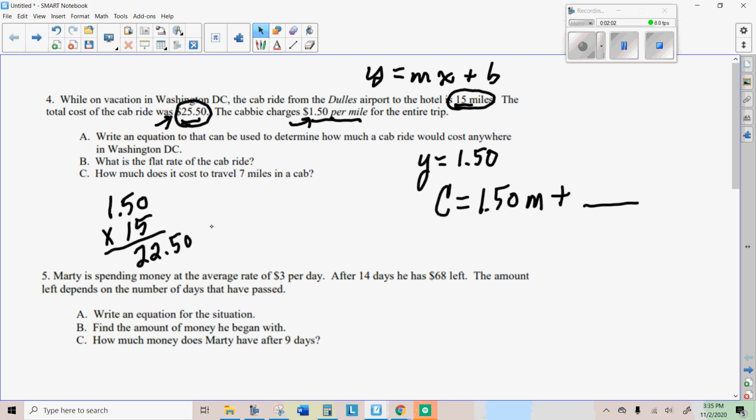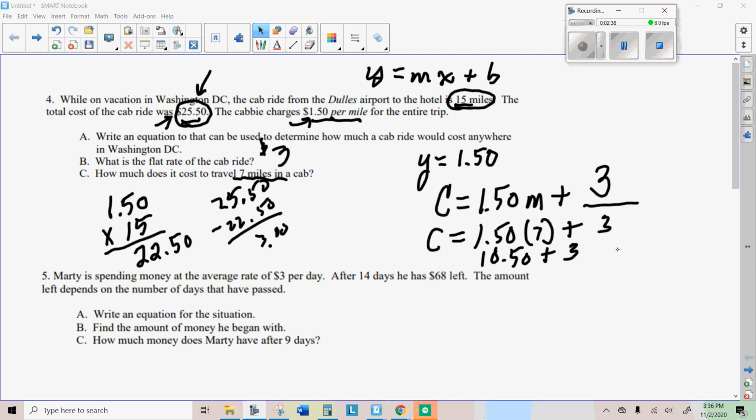And then the extra amount, so the amount that you have to add on to make this $25.50, is the flat rate. And that would be $25.50 minus $22.50, which is $3. Okay, so there's a $3 flat charge. All right, so now we can finish up the equation, and go ahead, I'll let you figure out how much a 7-mile ride would cost.